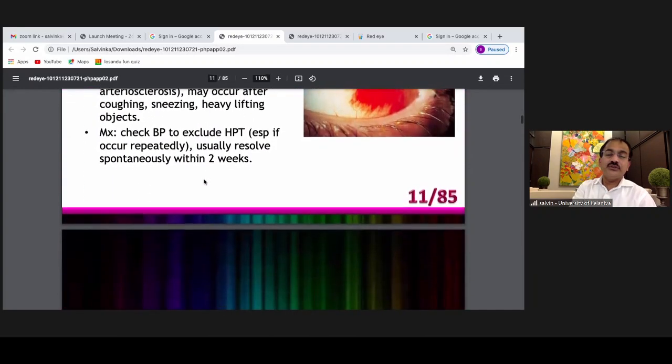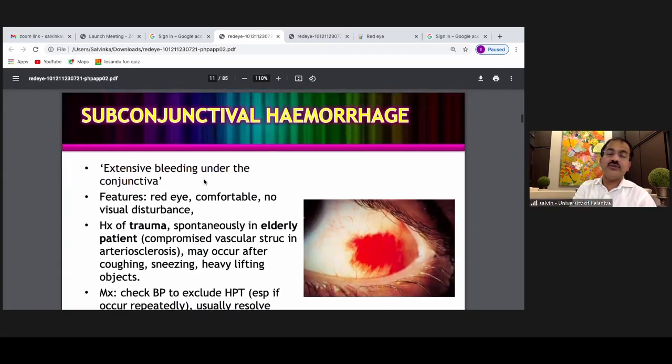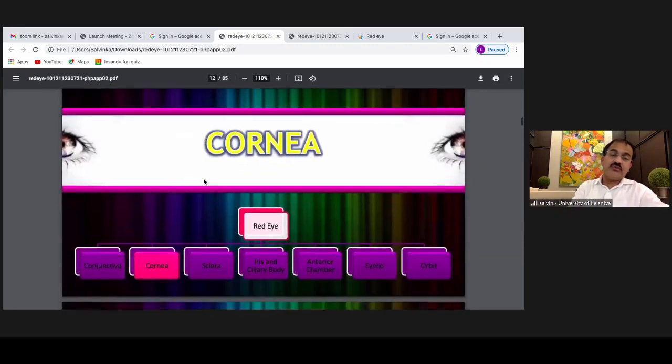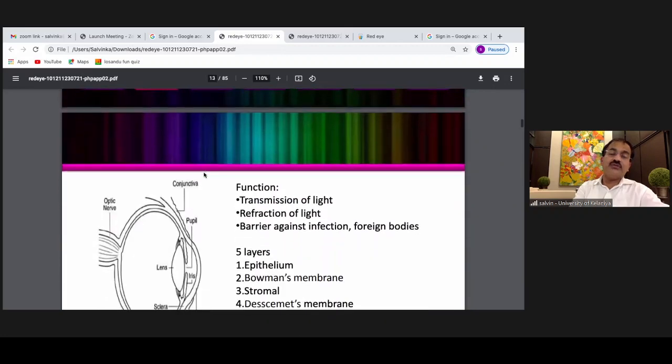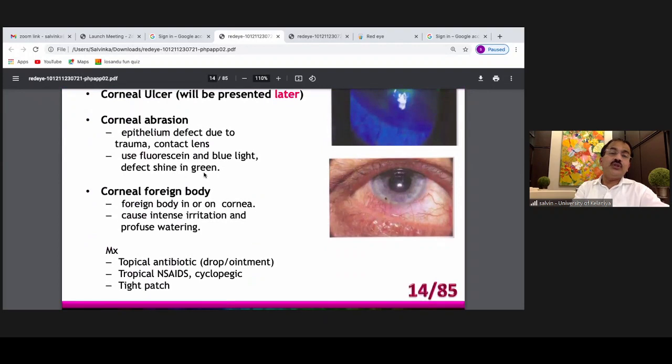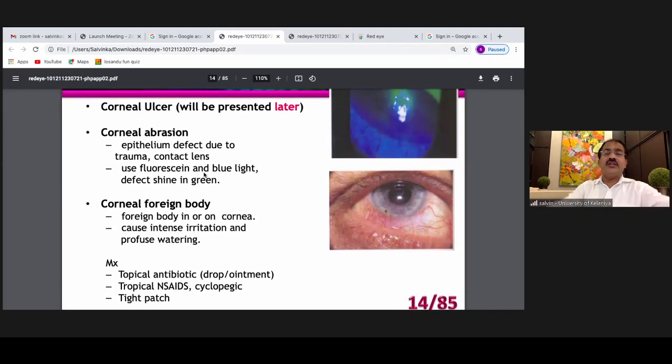So these are the conjunctival causes for red eye. Now I have told you so much: conjunctivitis, subconjunctival hemorrhage, pterygium also can give rise to this. Now we'll move to the next one, corneal causes for red eye. There are a lot of corneal causes for red eye, right?